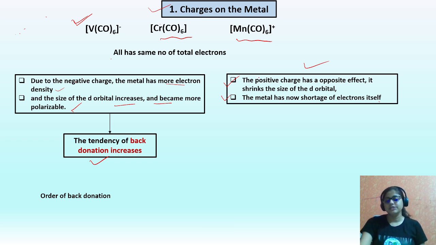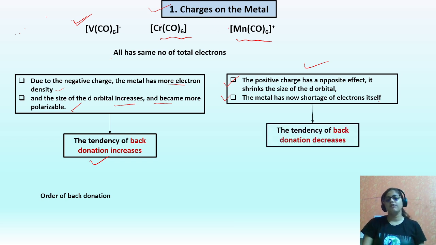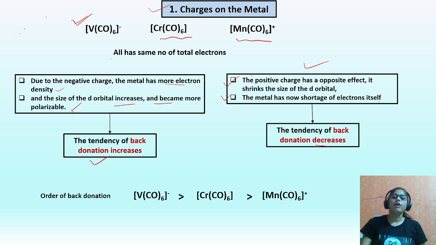So now the tendency of back donation for the positively charged complex decreases actually. Okay. So the order of back donation will be: obviously, the negative will be more than neutral, which has no charge effect, and positive charge has a negative effect, so it has the least.